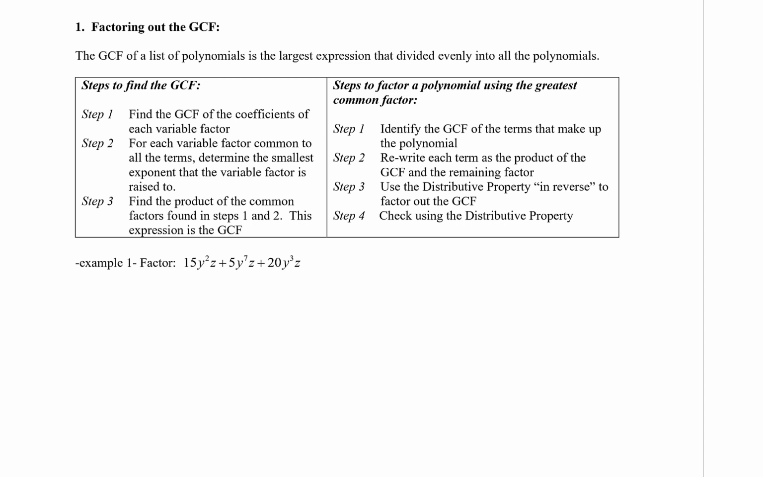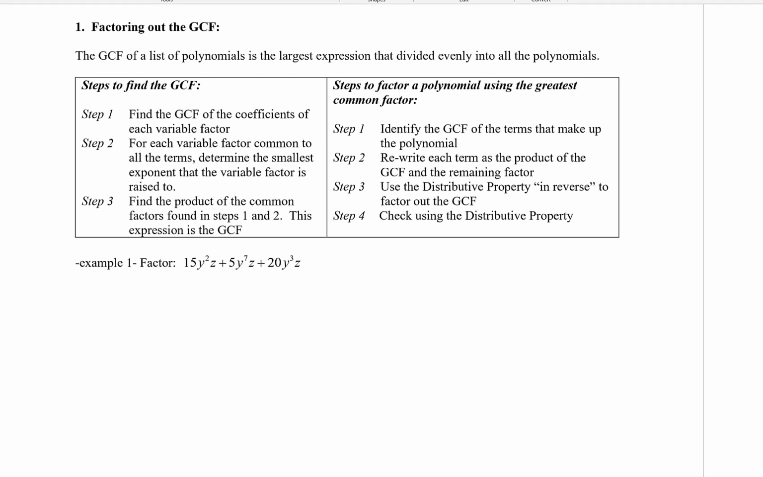Steps to find the GCF. Step 1. Find the GCF of the coefficients of each variable factor. Step 2. For each variable factor common to all of the terms, determine the smallest exponent that the variable factor is raised to. Step 3. Find the product of the common factors found in steps 1 and 2. This expression is the GCF. So that would be the steps to find the GCF.